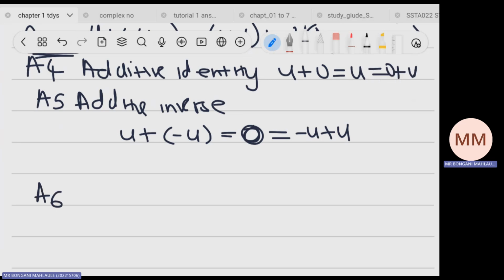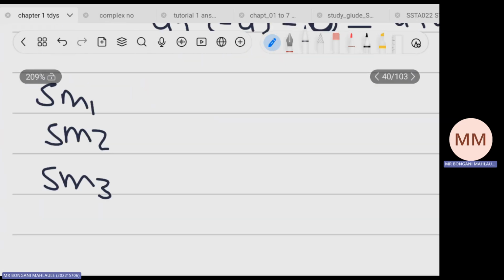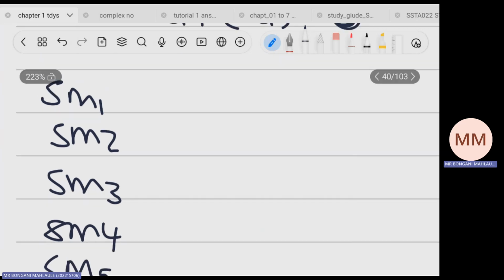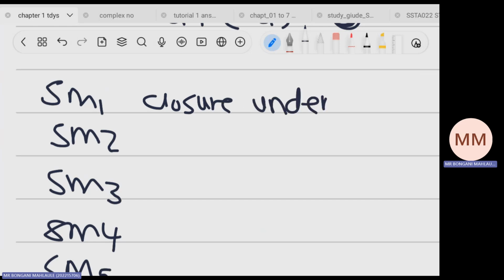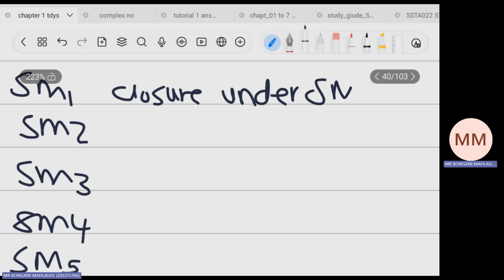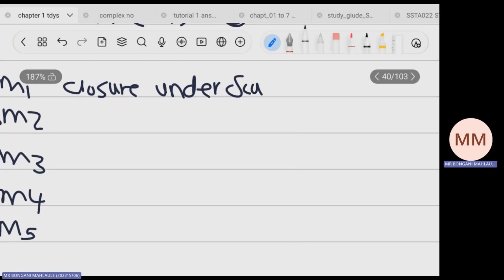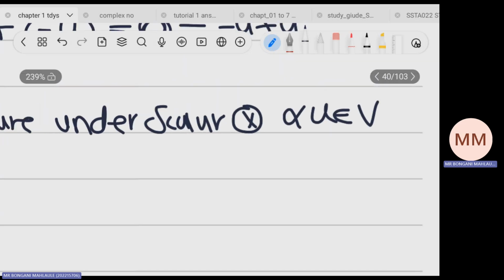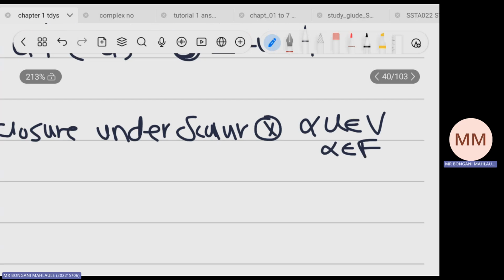Then we have axiom 6, you're going to say SM1. You'll also have SM2, SM3, SM4, SM5. So the first one is closure under scalar multiplication. You'll have alpha times U must be an element of V, whereby alpha is an element of your field.